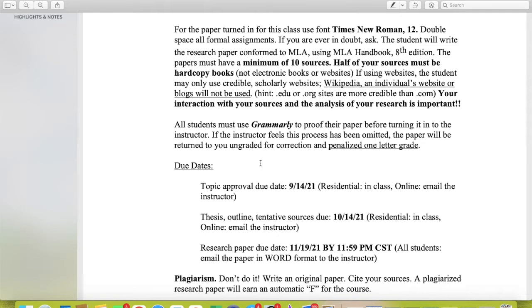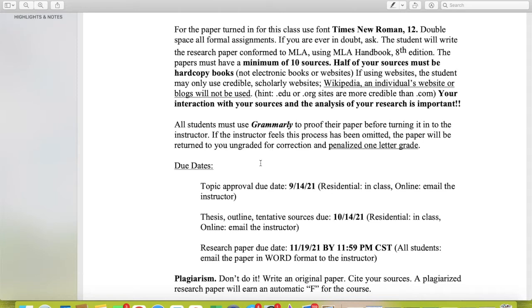Okay, so due dates. Your topic approval due date for your paper is September 14th. For online, you'll just email me your topic. For the thesis, outline, and your tentative sources, that's due October 14th. And again, you'll email that to me. And then your research paper is due November 19th by 11:59 p.m. Central Standard Time. And that's for all students, residential and online.